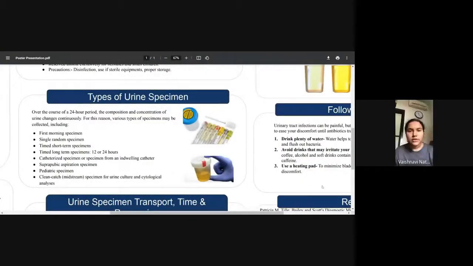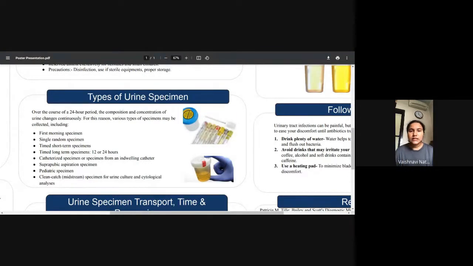Okay, thank you, Siddesh. So, looking at the types of urine specimens, over a 24-hour period, the composition and concentration of urine changes continuously. So, for this reason, various types of specimens can be collected. First being the first morning specimen. This is particularly valuable because it is more concentrated and abnormalities are easier to detect.